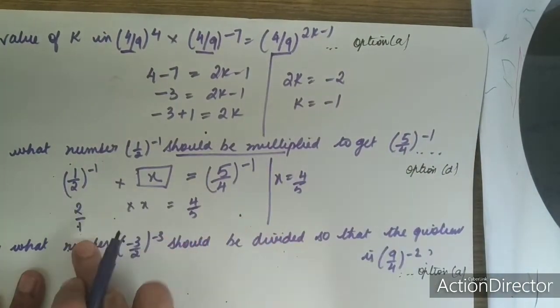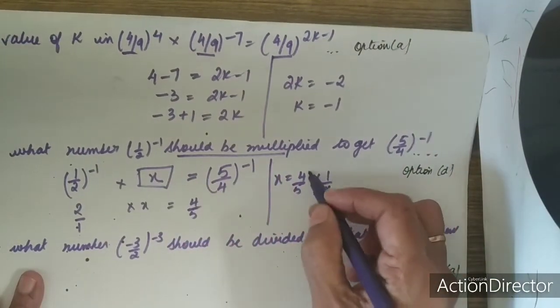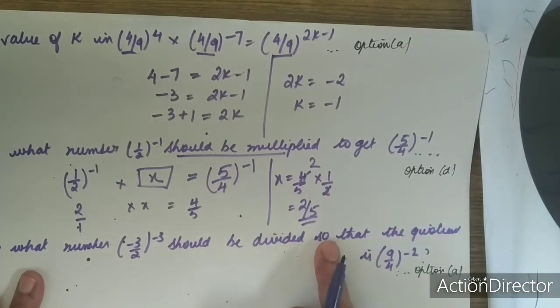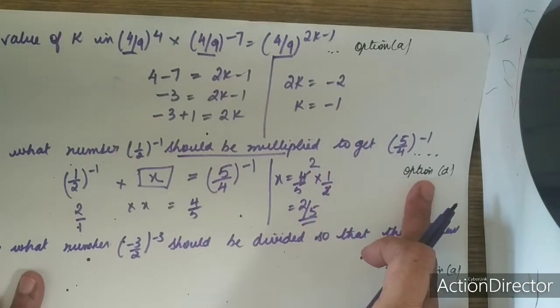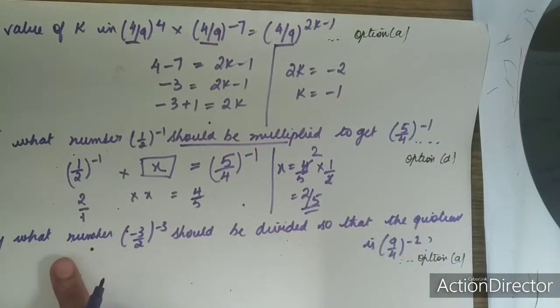Now 2 upon 1 will become 1 upon 2. So my answer is 2 upon 5. Since 2 upon 5 is not there in the option, my answer is option D, which is none of this. Moving on to the next question.